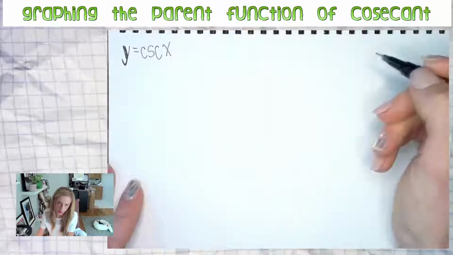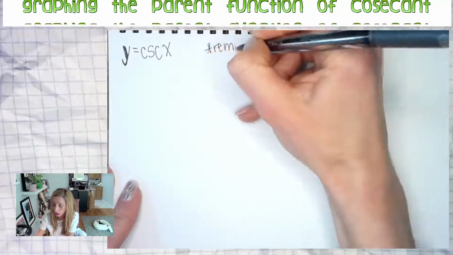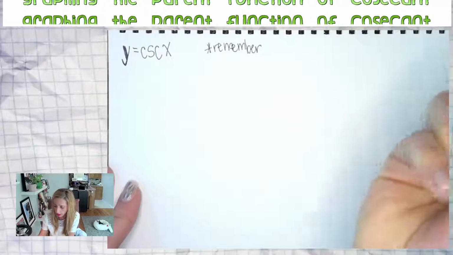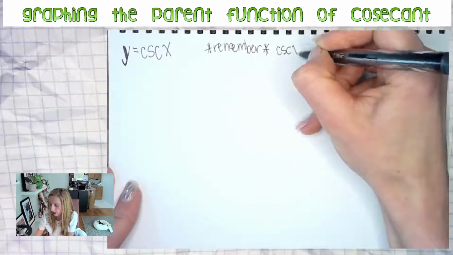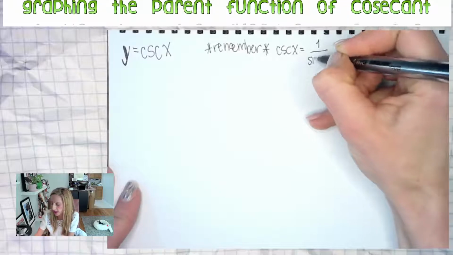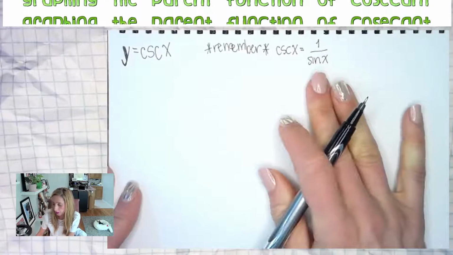So when we graph cosecant, it's going to be really important that we remember who cosecant is. How did cosecant get involved in our trig life? So we want to remember that cosecant of x is equal to 1 over sine x. That means it is the reciprocal of sine.